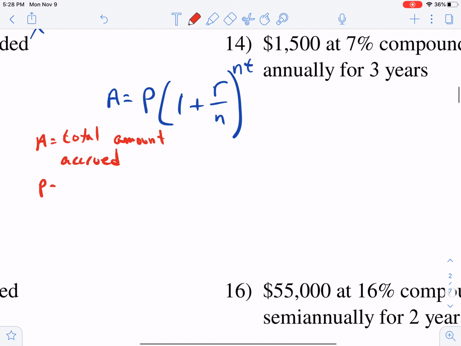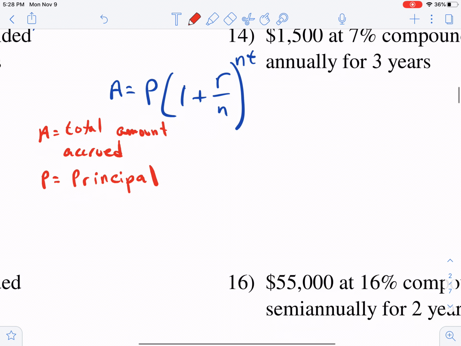I think we discussed P as principal, not spelled this way, but this way. That's the principal, and that's the amount you start with to begin. R is interest rate.